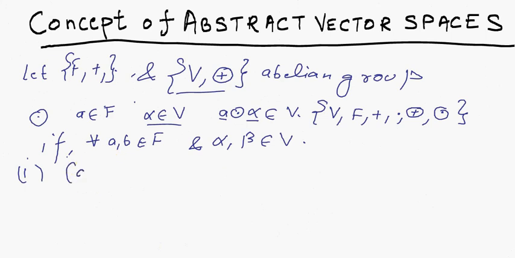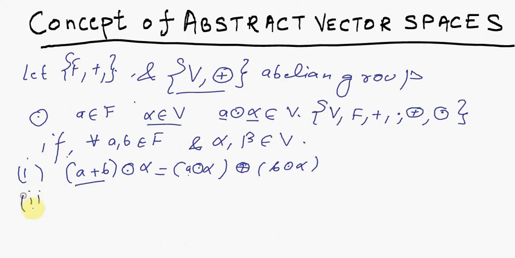Number one, that A plus B, which is again a scalar, scalar multiplies with the vector alpha. You can say that the vector alpha is scaled by this scalar A plus B, which is equivalent to if I scale the vector alpha with A, or scalar multiply A with alpha, and then scale the vector alpha with the scalar B, or scalar multiply B and alpha, and then vector add. Both LHS and RHS are equal.